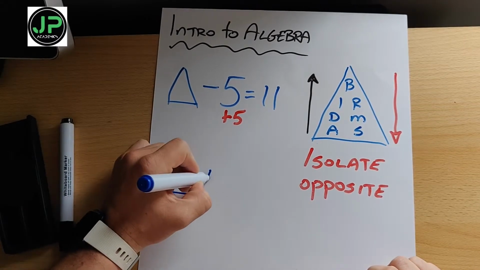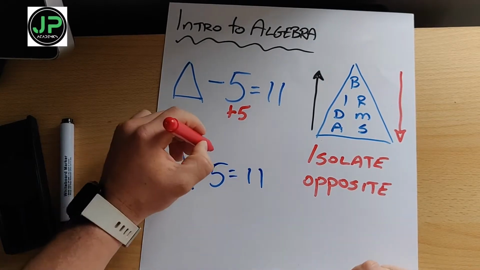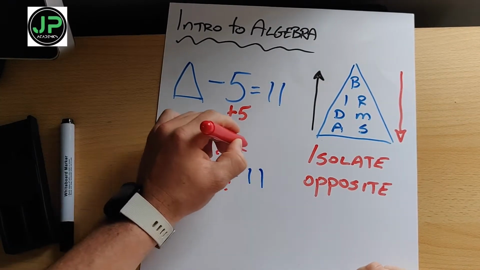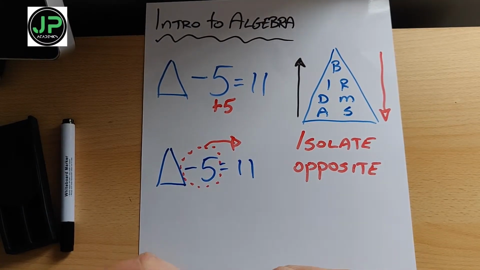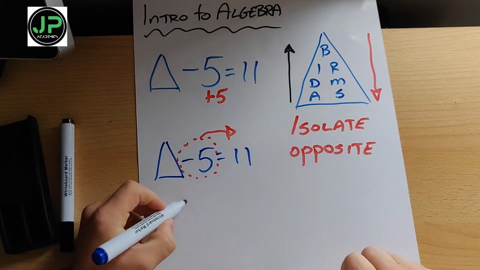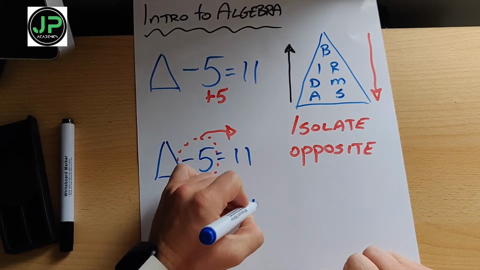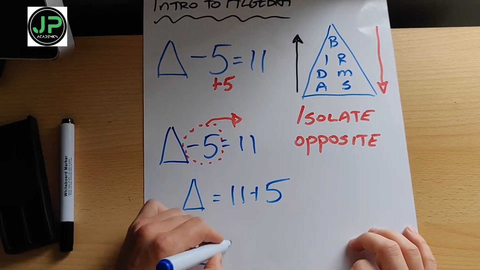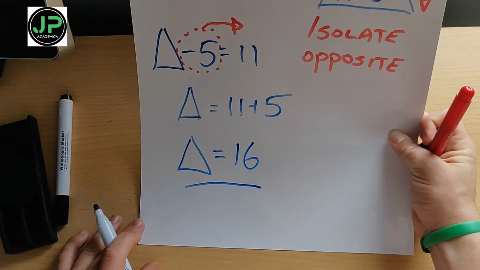So I'll do the equation again. There's my triangle, minus 5 equals 11. This minus 5, you have to carry the sign, crosses the bridge and does the opposite. So the next line, triangle equals 11 plus 5, triangle equals 16. Done.